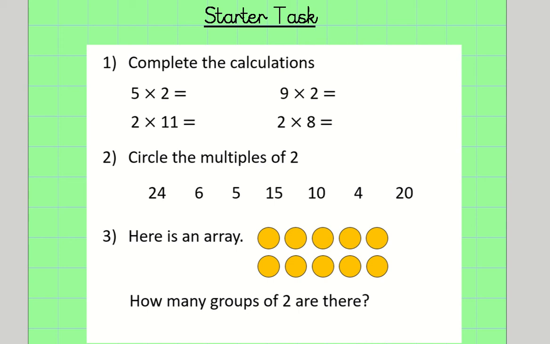Then for question 2, it asks you to circle the multiples of 2. Remember, multiples are numbers that appear in the times tables. So you're looking for any number that appears in the 2 times table. We've got 24, 6, 5, 15, 10, 4 and 20.